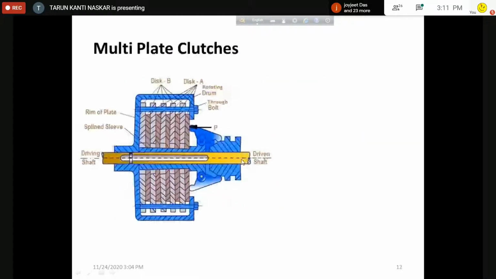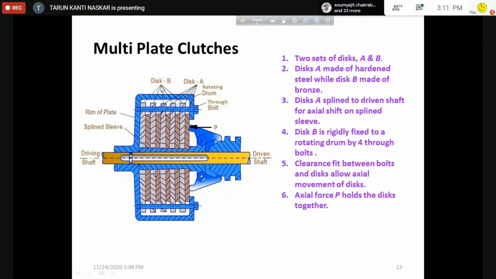Now multi-plate. So we have discussed single plate clutch. Now it is multi-plate clutch. Now go to the description. Two sets of disc. Disc A, these are disc A, 1, 2, 3, 4, 5. And disc B, these are disc B, 1, 2, 3, 4, 5. And there is friction surface here.